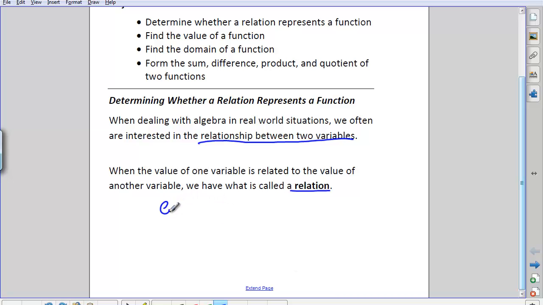An easy example of that: if we were to look at maybe a relationship between engine size and gas mileage, we could ask the question, is there a relationship between those two variables, the size of your engine and your gas mileage? And most people would probably say, well, yeah, definitely there's a relationship there. Typically, the larger your engine is, the lower your gas mileage is.